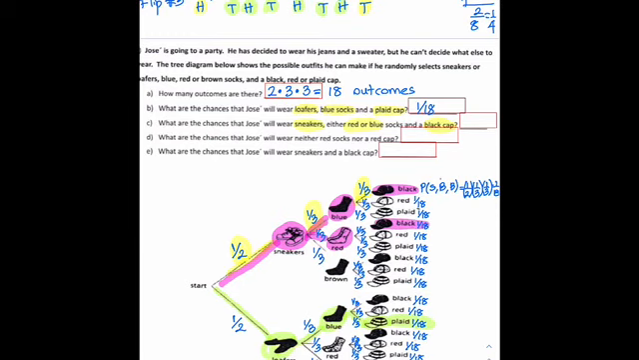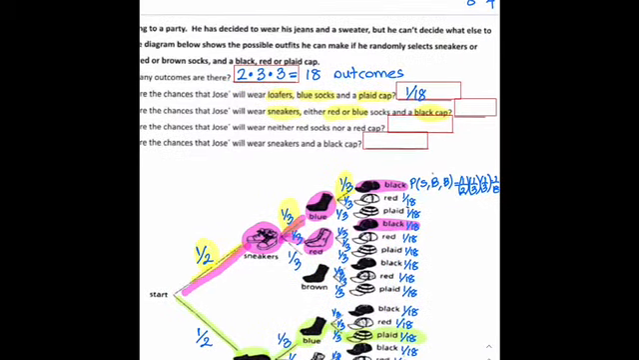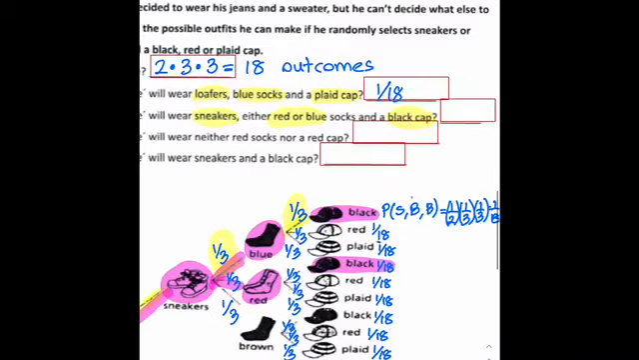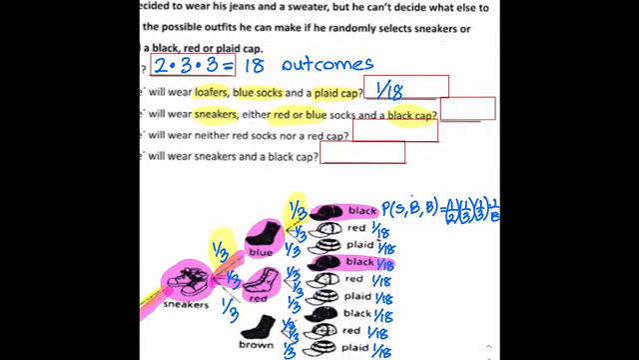So we have the probability of getting blue and red socks with sneakers and the black cap would be 1 over 18 plus 1 over 18, which will give us 2 out of 18. If you simplify 2 out of 18, your final answer will be 1 over 9.